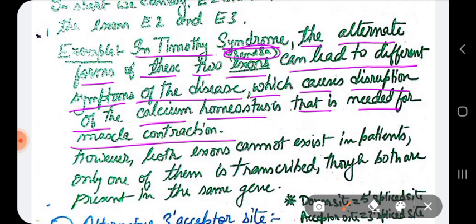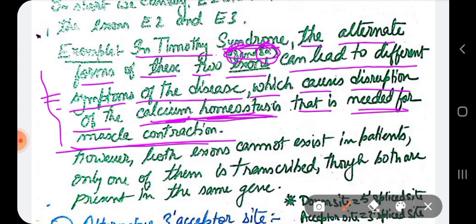Those patients who have exon number 8 have different symptoms. Those who have 8A have different symptoms of the disease, which cause disruption of the calcium homeostasis, which is needed for your muscle contraction. We all know that for muscle contraction, calcium is a very important signal molecule. To maintain muscle contraction and relaxation, we need calcium. Obviously, calcium channels are also involved in your sarcoplasmic reticulum, that we know.